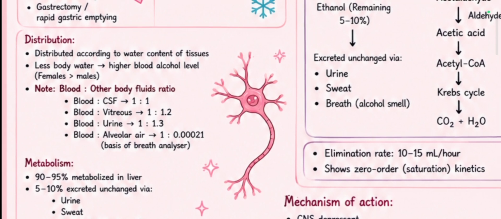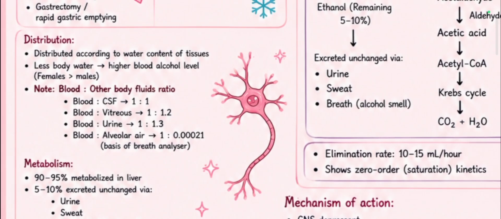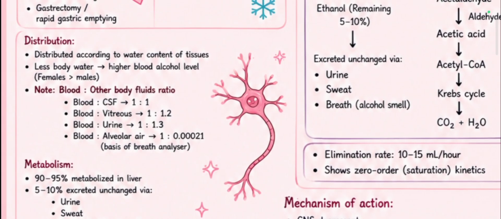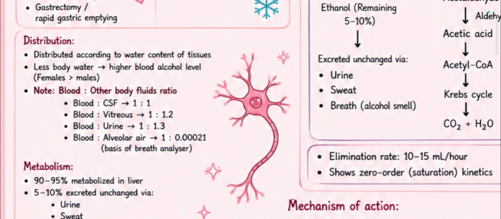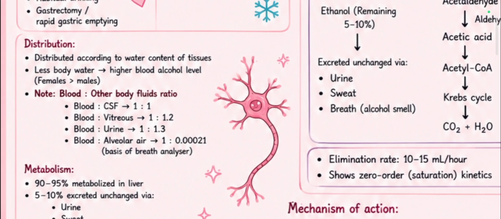That's why females, their body reacts more to alcohol because they have less body water. Now, why do females have less body water? Because they have more fat in their body, and the muscle mass is generally, commonly more in males. So more muscle mass, more is the water. That's why females have less body water.